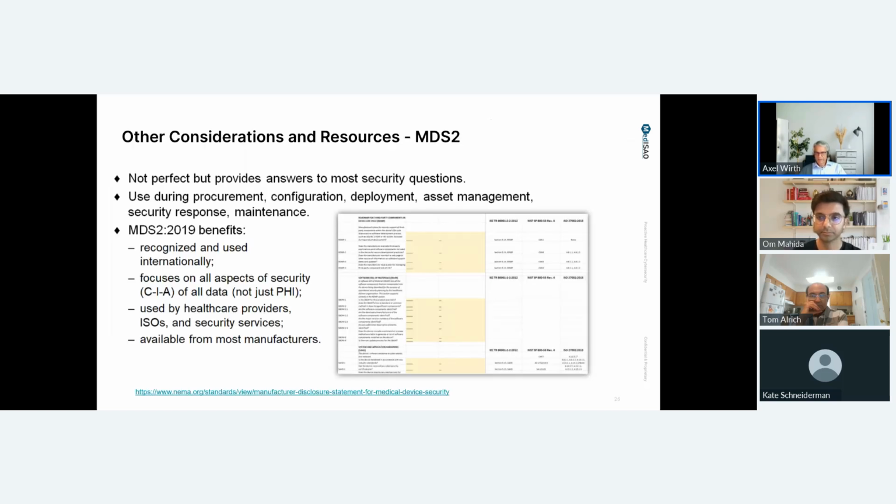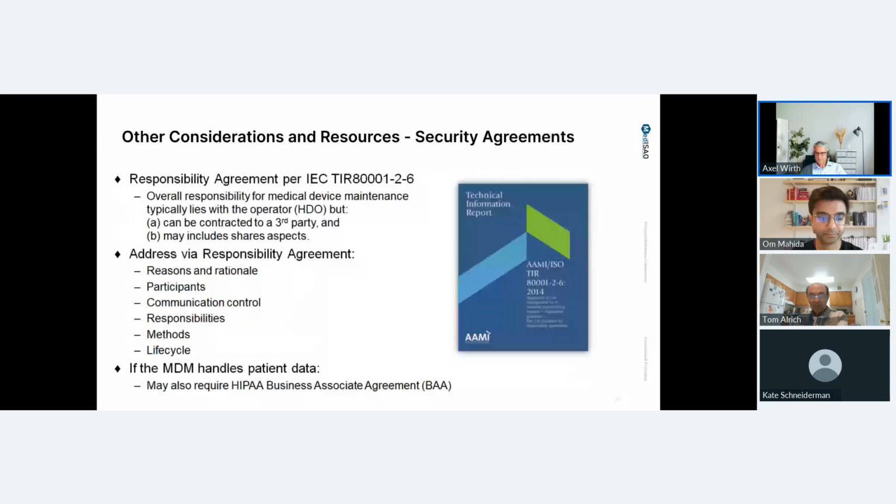Then security documentation. There's the Manufacturer Disclosure Statement for Medical Device Security, short MDS2, which is a way to communicate device security properties and configurations and deployment considerations and so forth as part of the procurement process. Right? So it can be part of the contracting in procurement.